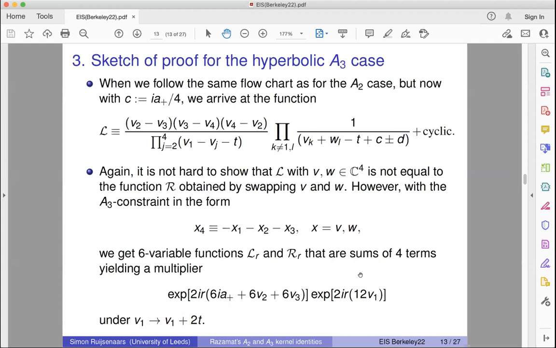If you look at these four terms, then you get again the same multiplier if you shift V1 over the imaginary period. So this certainly goes in the direction of, yeah, it might be true. Well, it is true, but I cannot prove it.